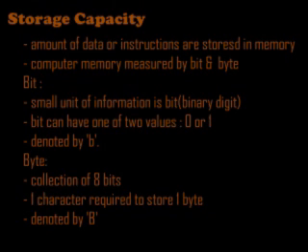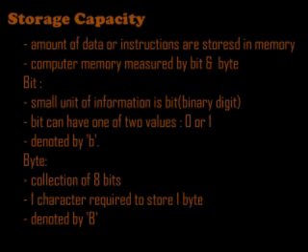This capacity is measured in terms of bits and bytes. What is a bit? The smallest unit of computer memory is called a bit. The full form of bit is binary digit. A bit can store one of two values, 0 or 1. Did you get it? A bit has one digit, which may be a 0 or 1. A bit is denoted by the small letter b.